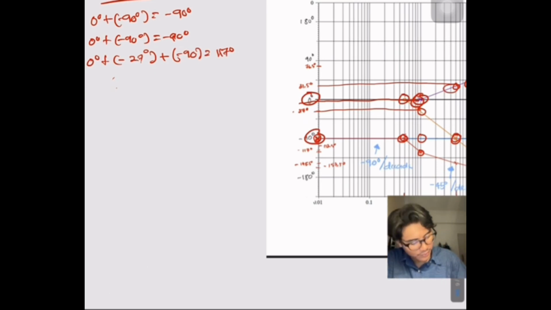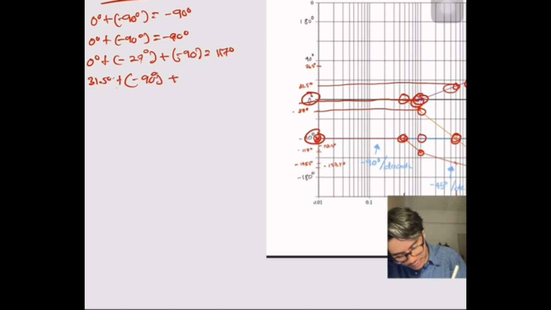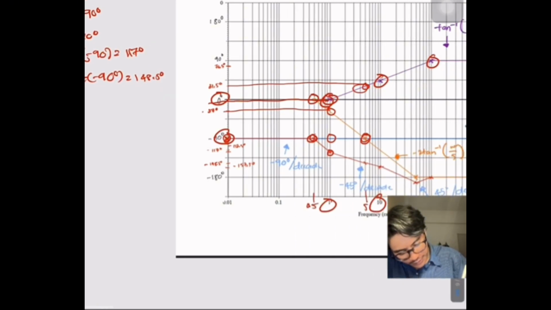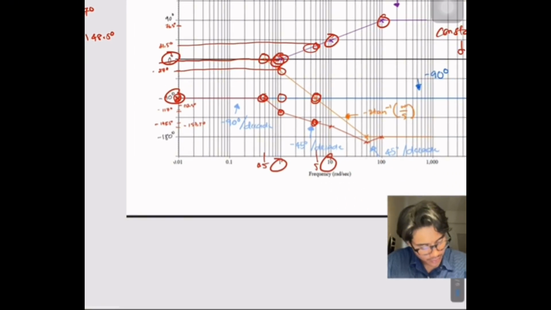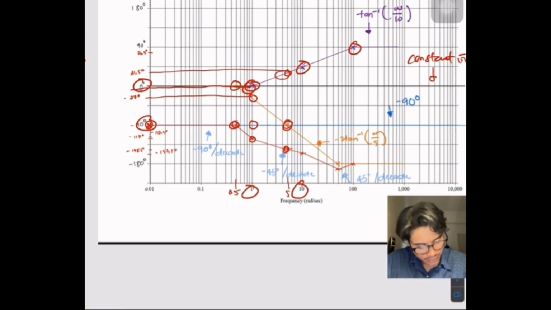Okay, 31.5 degree plus negative 90 plus negative 90. We get negative 90 plus negative 90 is negative 148.5 degree at this point. After that, we find the value of this, which is 45 degree.